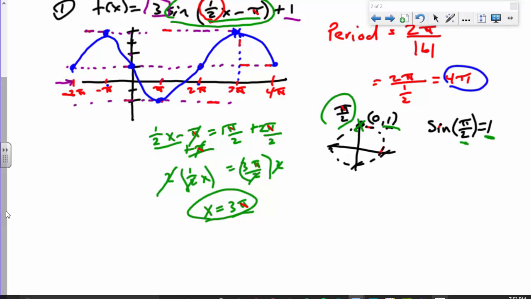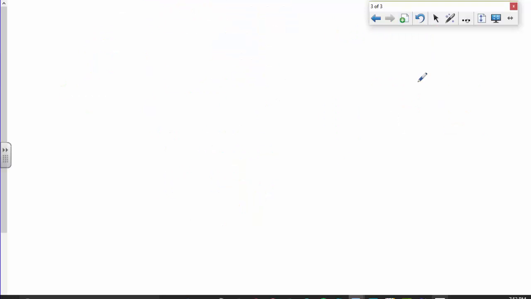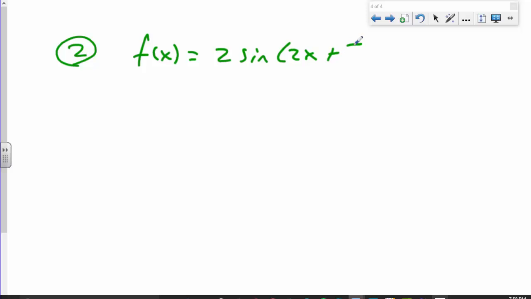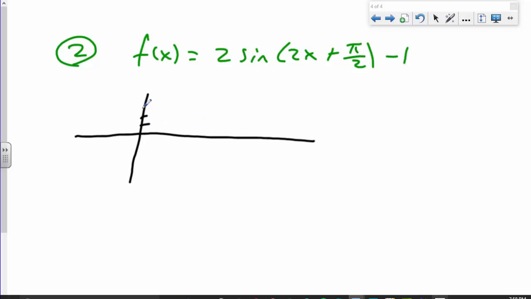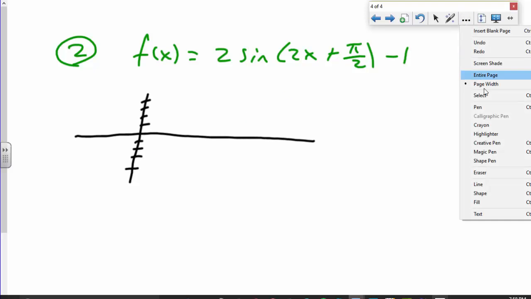So let's go a little further, and let's see if I can actually create a new page. All right. Okay, so number 2. f of x is equal to 2 sine of 2x plus pi over 2, minus 1. Okay, so let's graph this, put some grid lines down, and let's go from there.